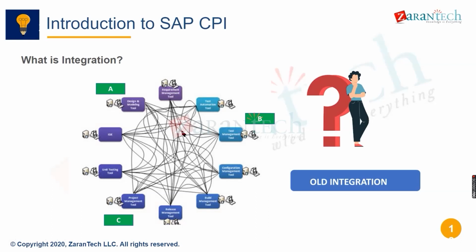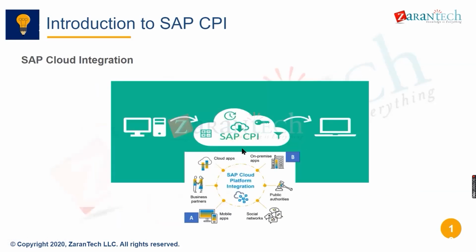Then SAP came into the picture, removed all this complexity, and made it simple. Now, what exactly will SAP CPI do? I have my sender system, let's assume system A, and system B. System A wants to send some data to system B. Then this CPI integration comes into the picture and connects system A to CPI, then CPI to system B. This is how the integration will happen.